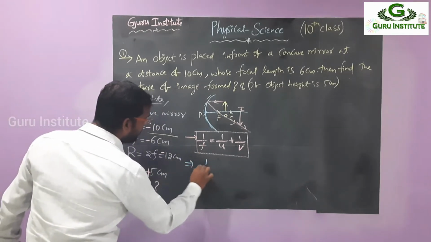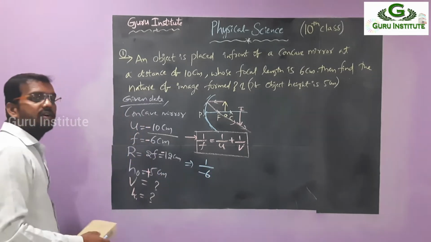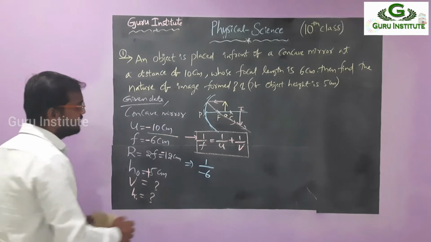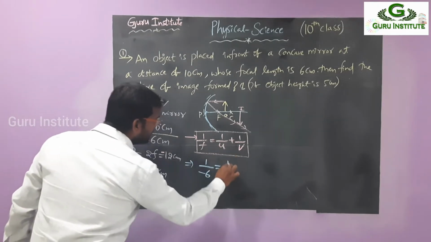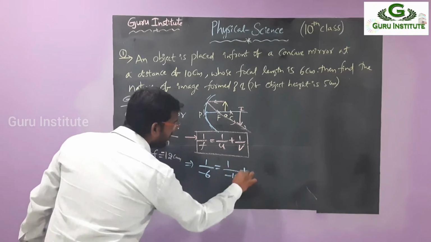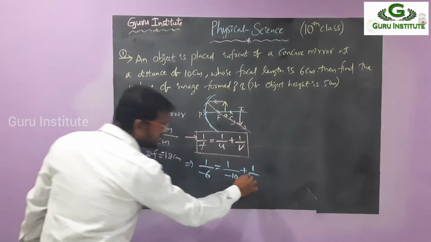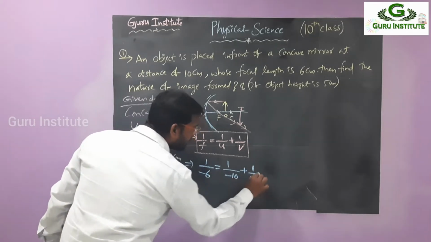So 1 by f. What is f? Minus 6. Already I told you, whenever applying the formula, you have to apply the sign convention. That is equal to 1 by u. U is how much? Minus 10. Plus should be plus only. 1 by v. For v, we are getting negative, but this is an unknown term now, so you need not apply the sign.